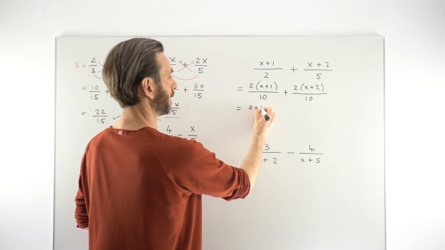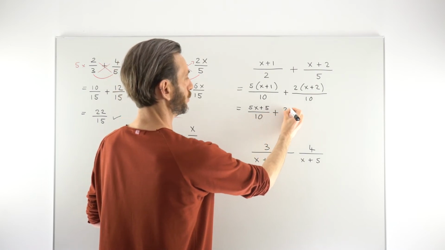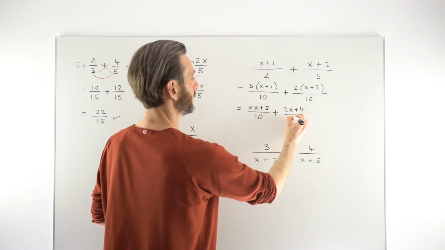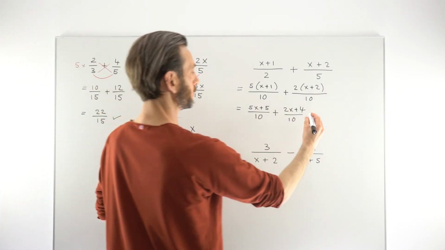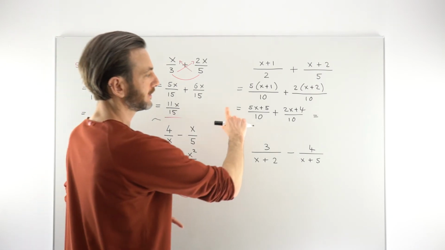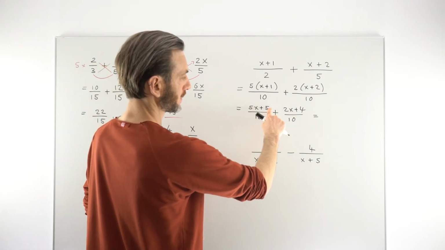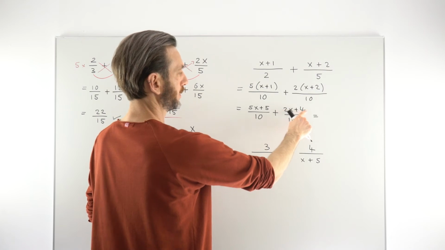So we're going to get 5x plus 5 over 10, plus the second fraction, 2x plus 4 over 10. Now we've got a common denominator and we can just combine all the terms together. So I'm just going to do all of this in one go. We're going to add the 2 fractions. All of this is going to become the top line. So 5x plus 5 plus 2x plus 4.